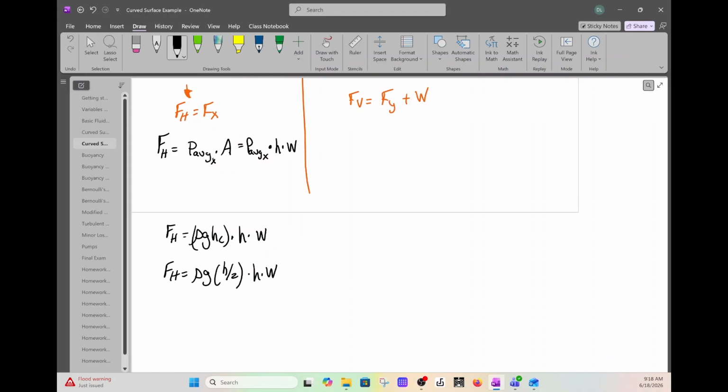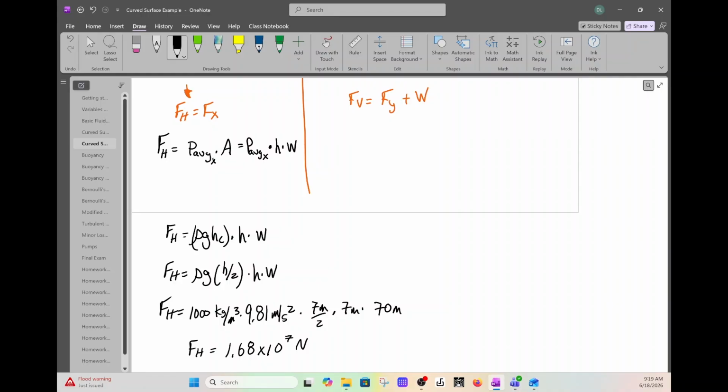Okay. And so we can plug this in. F_h, density is 1,000 kilograms per meter cubed times 9.81 meters per second squared times 7 meters over 2 times 7 meters times 70 meters. So the horizontal component, what do we have? 1.68 times 10 to the 7 newtons. So that's the horizontal component.